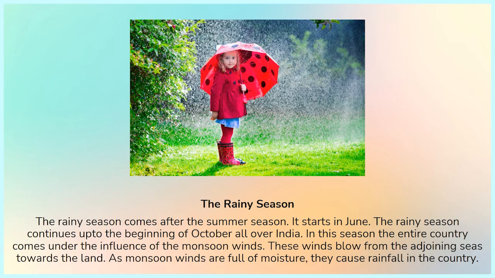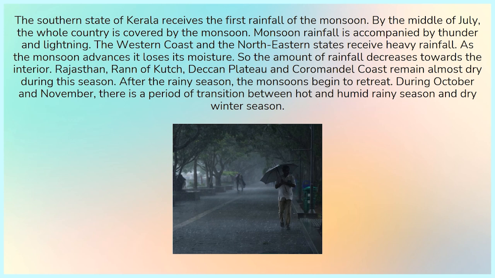The rainy season. The rainy season comes after the summer season. It starts in June. The rainy season continues up to the beginning of October all over India. In this season, the entire country comes under the influence of the monsoon winds. These winds blow from the adjoining seas towards the land. As monsoon winds are full of moisture, they cause rainfall in the country. The southern state of Kerala receives the first rainfall of the monsoon. By the middle of July, the whole country is covered by the monsoon.